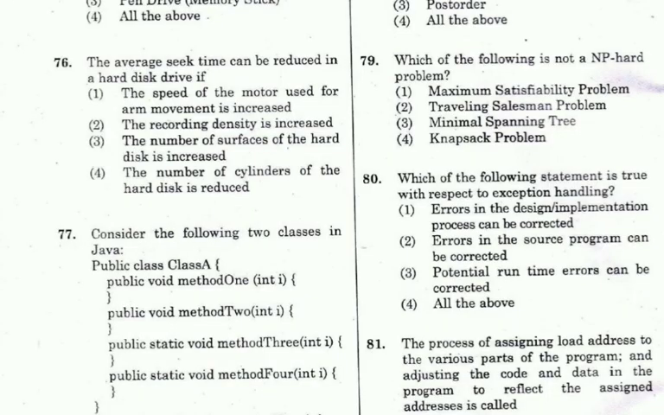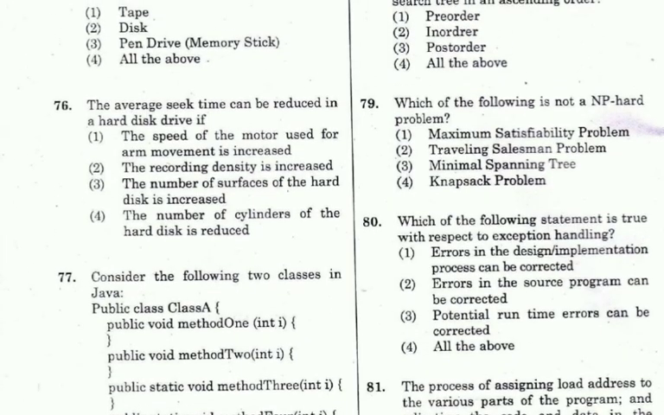Next, which of the following statements is true with respect to exception handling? Exception handling deals with runtime errors, preventing system crashes. Compile time errors and design errors must be fixed manually, but runtime exceptions can be handled using try-catch. So only runtime errors can be handled. Statement 2 is false here. So answer 3, that potential runtime errors can be corrected, is the correct answer.